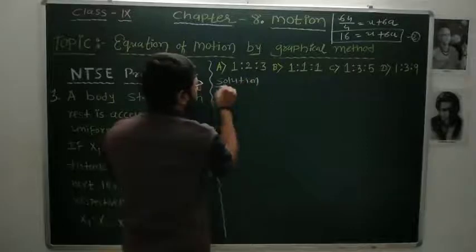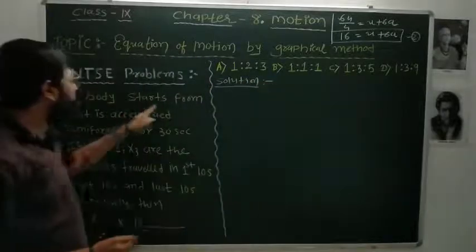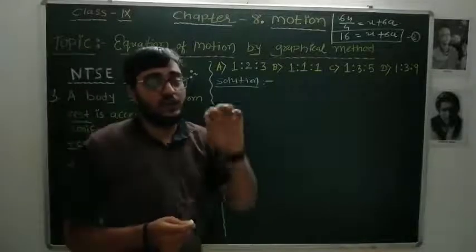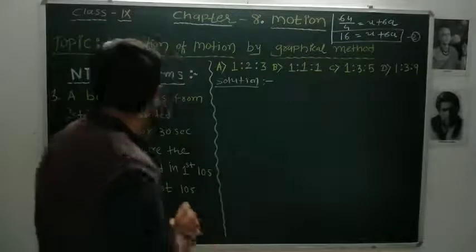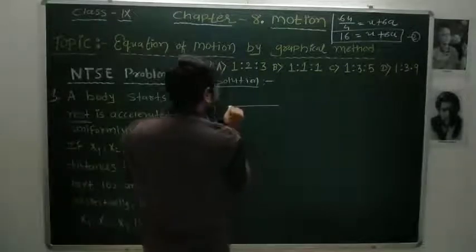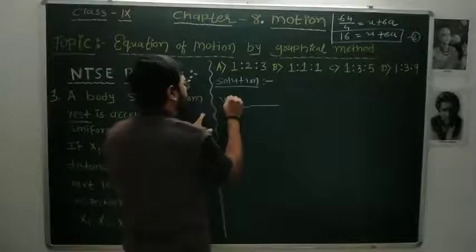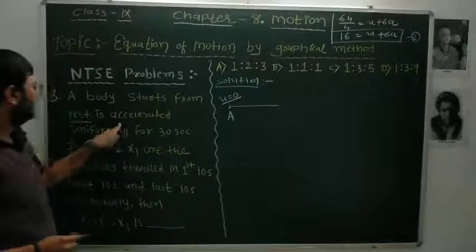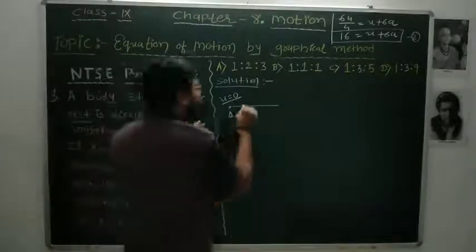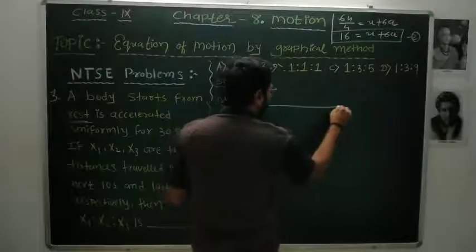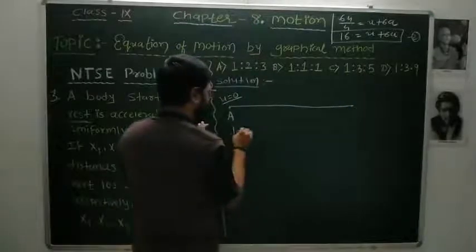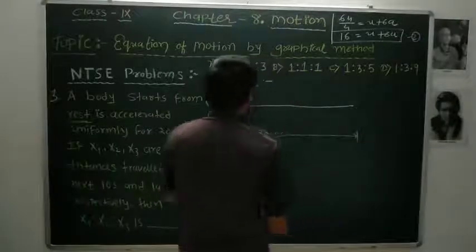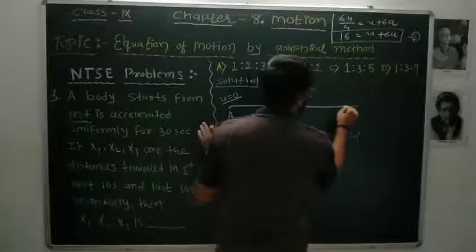Solution. First, we are given that a body starts from rest, so the initial velocity of the object is 0. It starts from point A, where the initial velocity of the particle is 0. It is accelerated uniformly for 30 seconds, covering some distance in those 30 seconds.